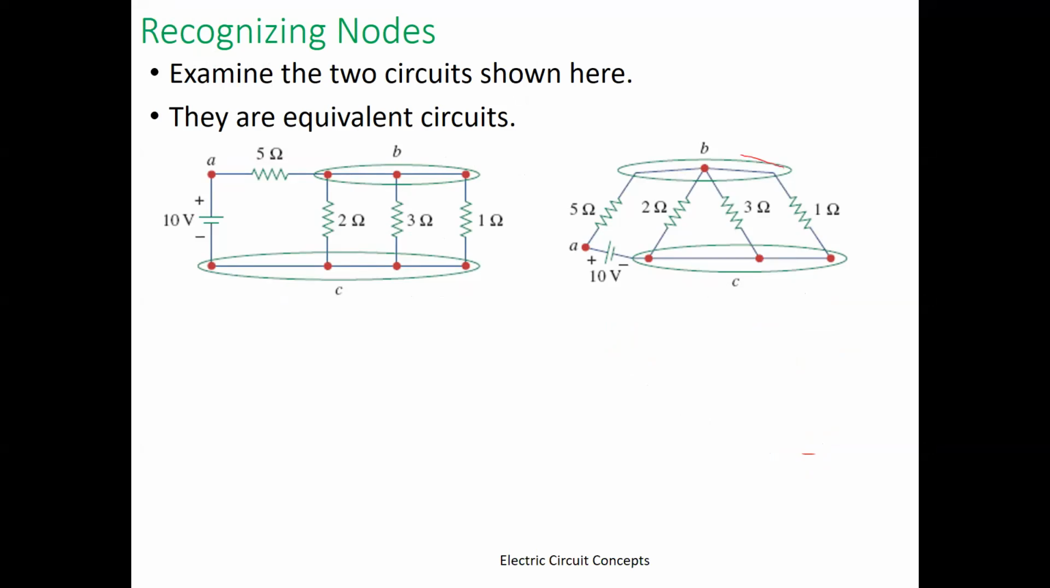You don't have to put dots in each of these places, since this is one line, or this is a short, or there's no element in between these points or these dots. So this is another way of how to recognize the nodes.